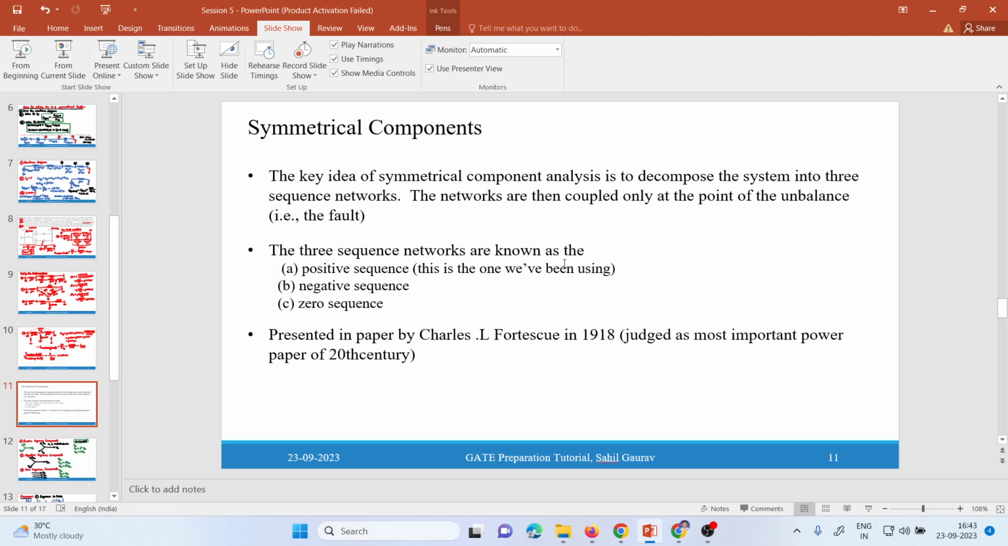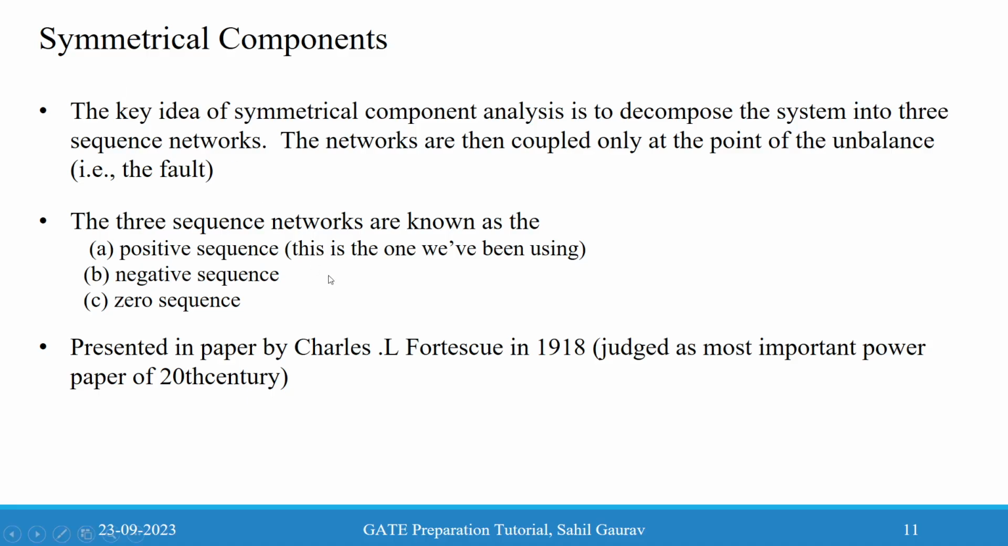The three sequence networks are, first, the positive sequence network, second, the negative sequence network, and third, the zero sequence network. This is also called the Fortescue theorem, presented in a paper by Charles L. Fortescue in 1918. It is judged as the most important power paper of the 20th century.